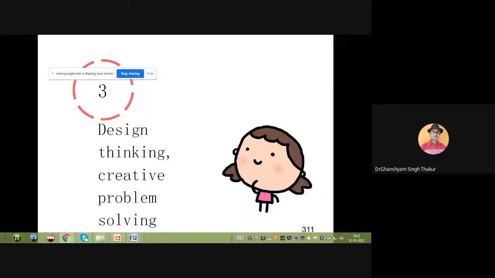A lot of things are remaining. And the third is called design thinking and problem solving. This is the last, design thinking, creative problem solving.